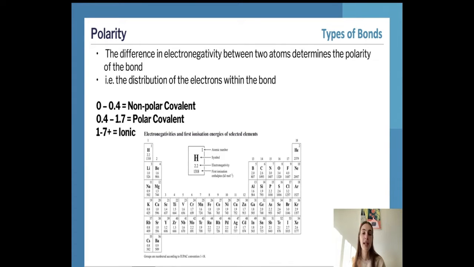Whereas if we were to consider an oxygen to hydrogen bond, we could do 3.4 for oxygen minus 2.2 for hydrogen, and that would give us a 1.2 difference, and so that would suggest a polar covalent bond.